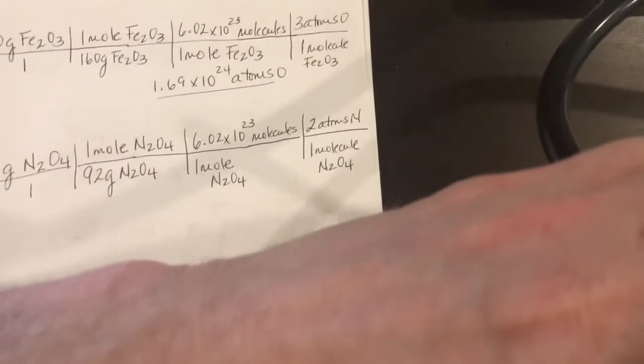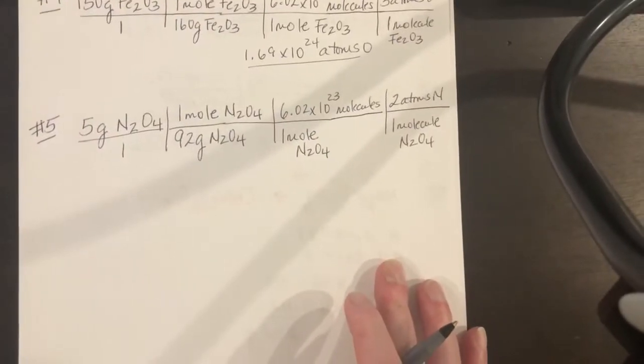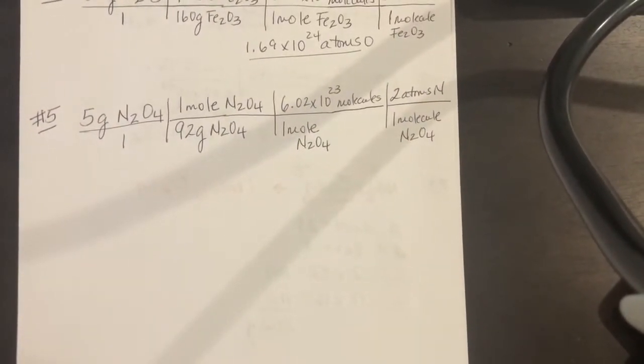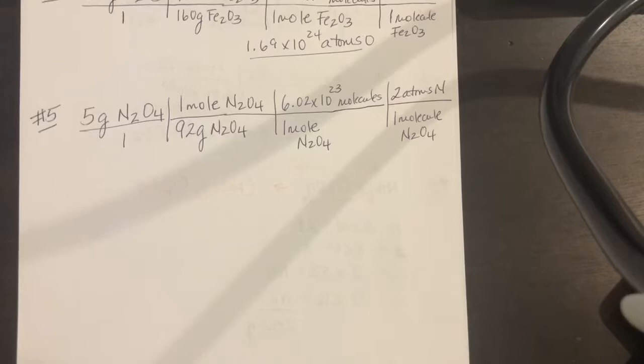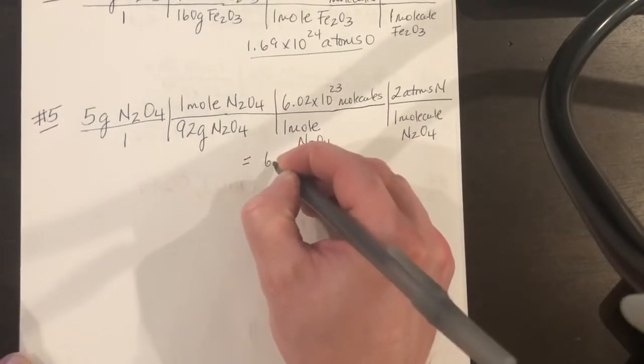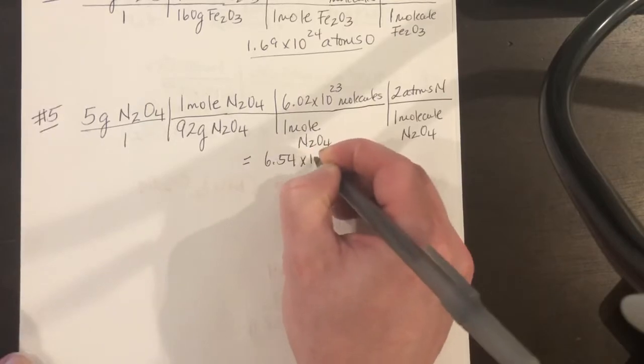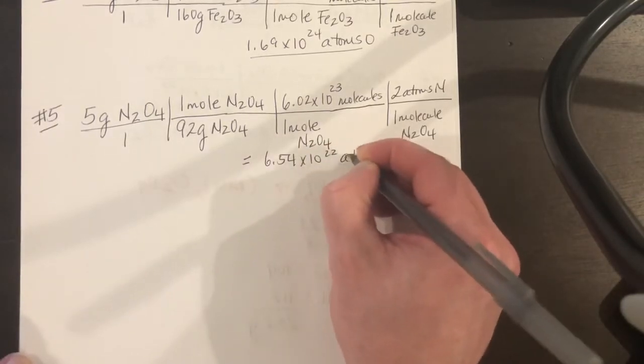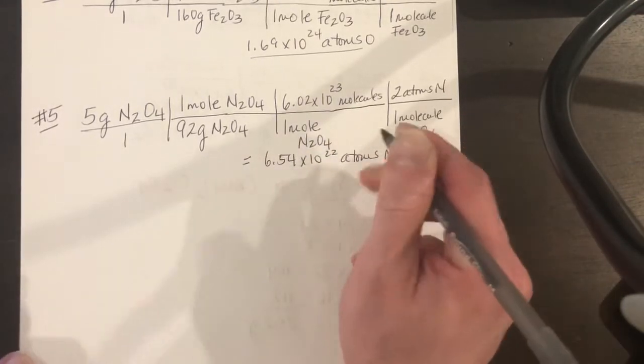Now we're going to multiply all those numbers out. Sorry, I'm trying to adjust the camera just a little bit. So we're going to multiply all those numbers out, and we should get 6.54 times 10 to the 22nd atoms of nitrogen.